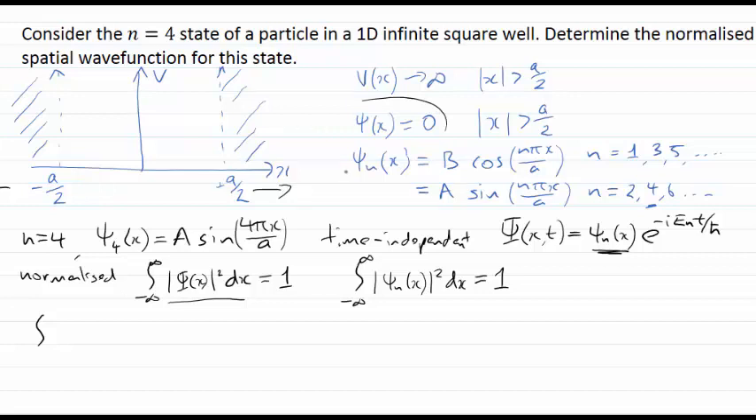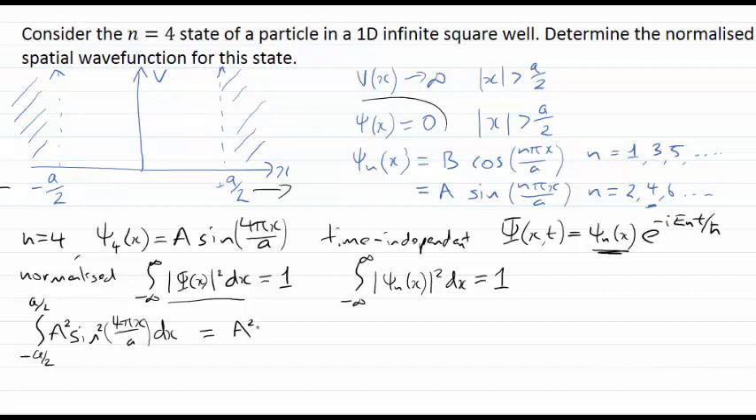So all I'm really left with as a calculation is to go from minus a over 2 to plus a over 2 of the square of this, capital A squared sine squared 4 pi x over a, integrated over all space. And I can write that capital A squared out the front if I like, because that's just a constant. Remember, that's the constant whose value we're trying to determine to get ourselves a normalized wave function here.